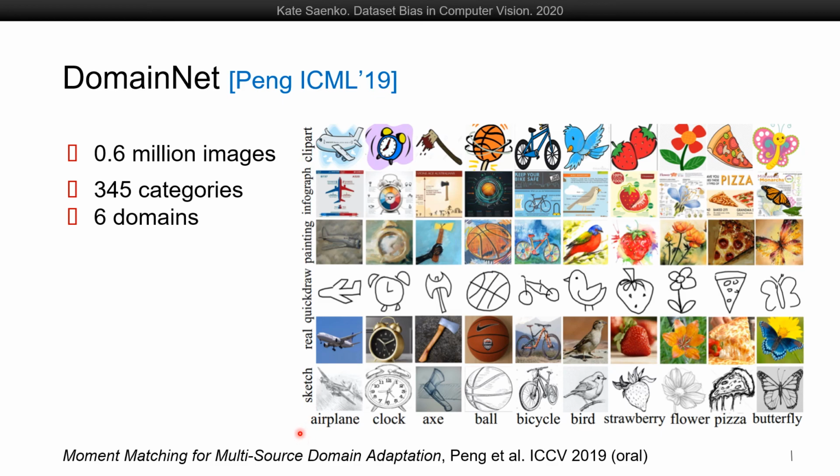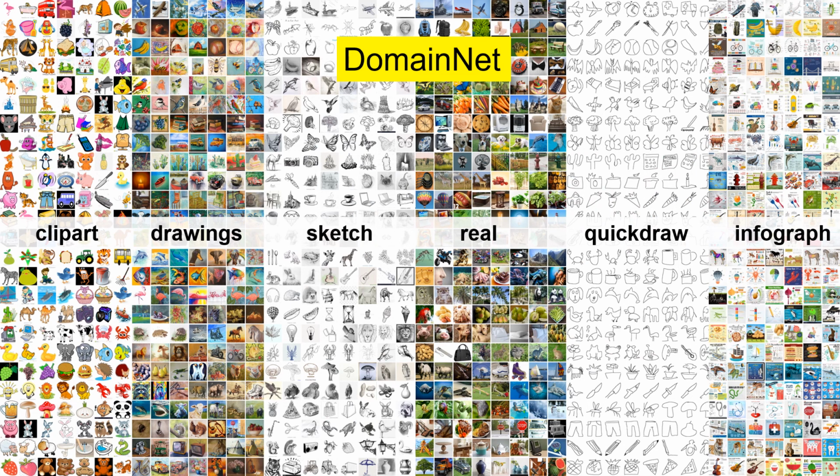The domains are shown here, along with more examples from these different domains. These are clip art, drawings, sketch, real, quick draw, which is a Google Quick Draw domain where people are asked to quickly draw different objects, and then infograph is the 6th domain. So as you can see, these are diverse domains. These were collected by searching the web and then cleaning and filtering and annotating the data.